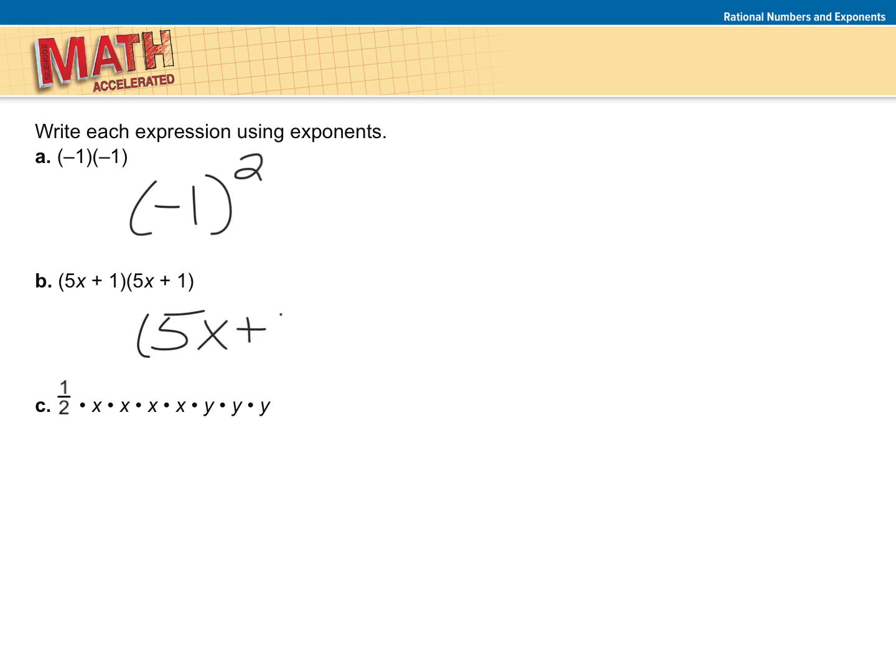5x plus 1. Remember, keep it together since it starts together. And how many times does it appear? 2. It's multiplying by itself 2 times. Okay, on C, let's take it one at a time. What's my first term? 1/2. How many times?